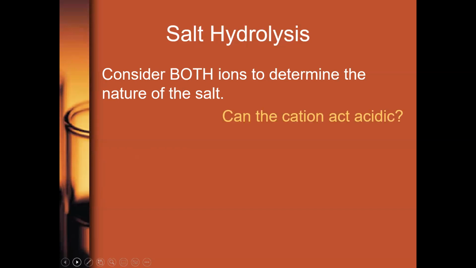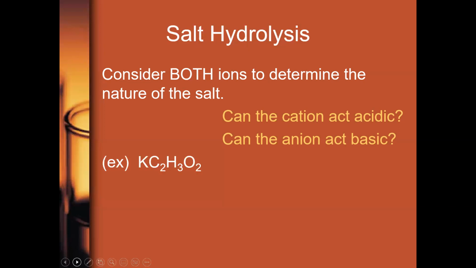So we're looking to see, can the cation act acidic? Can the cation produce those hydrogen ions or hydronium ions? And we're looking to see if the anion can act basic and produce those hydroxide ions. So here's what it looks like. We're going to look at potassium acetate. We do need to split this into the cation and the anion: the potassium ion and the acetate ion.